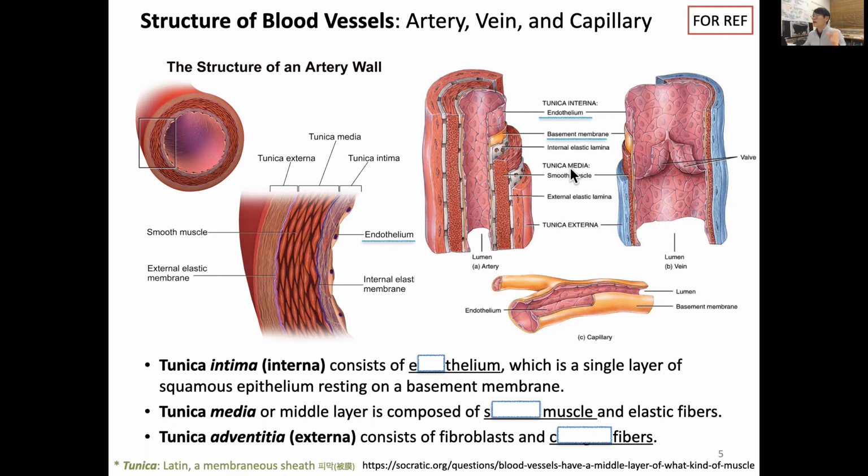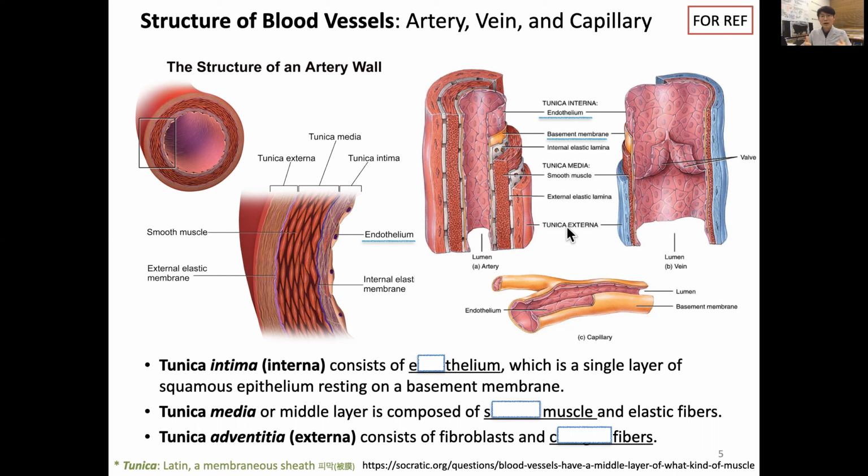And then you can see the tunica media. Media contains smooth muscle. You can see the artery has much thicker smooth muscle because it has to endure this high pressure and high flow. And there's another elastic lamina which doesn't exist in the vein. And the adventitia, which is the outer side part of the vessel, contains a lot of collagen.